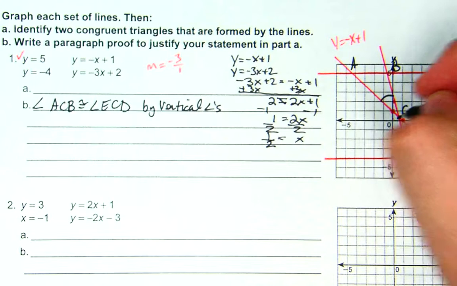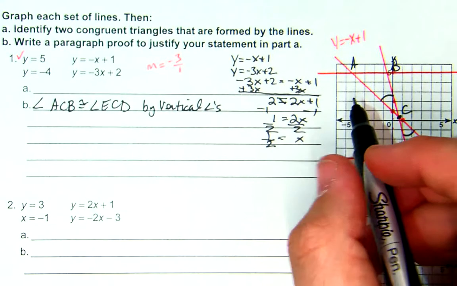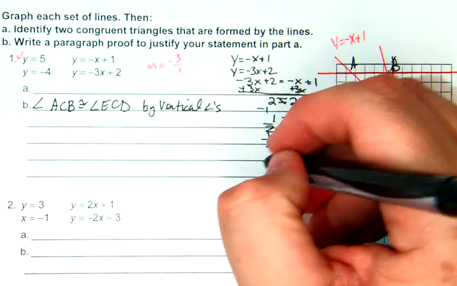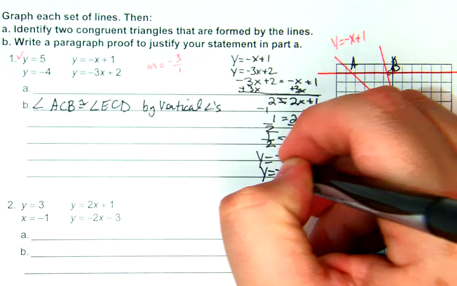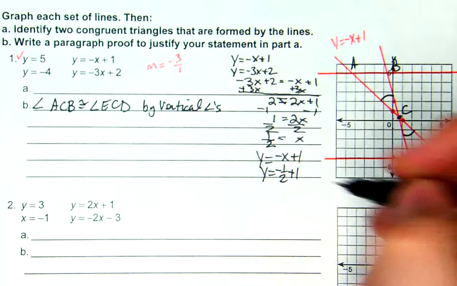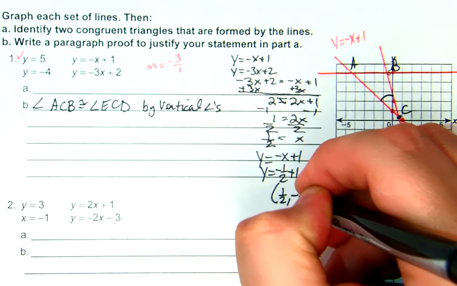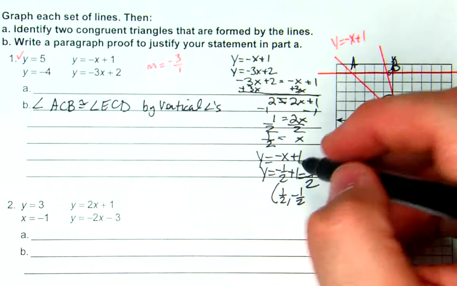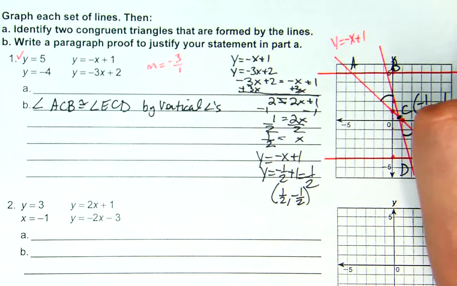So I know that's at 1/2. And if I went into the first equation, y is equal to negative x plus 1, y is equal to negative 1/2 plus 1, which is 1/2. So I have the point negative 1/2, negative 1/2. C is at negative 1/2, negative 1/2.